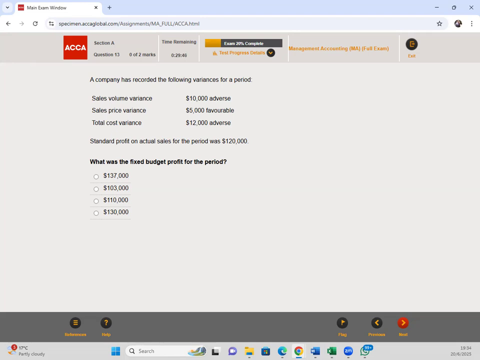What was the fixed budget? Okay, yes, if we are going to the budget, we do the reverse. We are going back from the actual results to the budget. When going from the budget to the actual, you less the adverse variances. But in this case, it's from the actual going back to the budget. So you do the opposite. You add the adverse variances and you less the favorable.